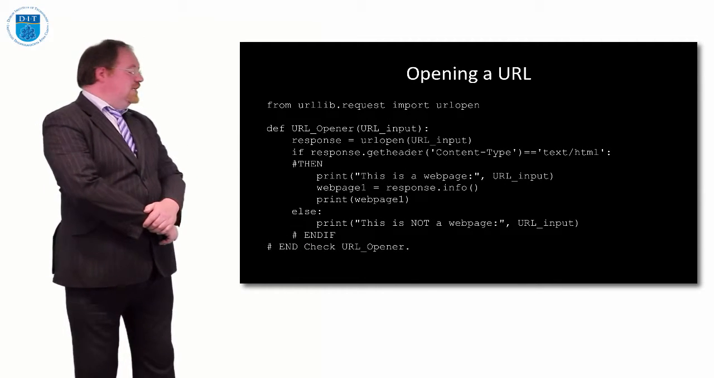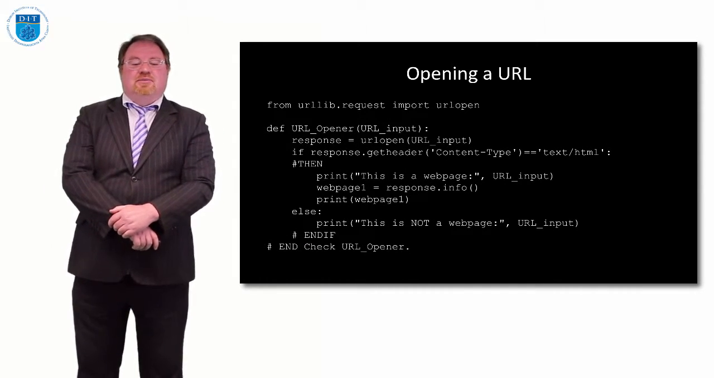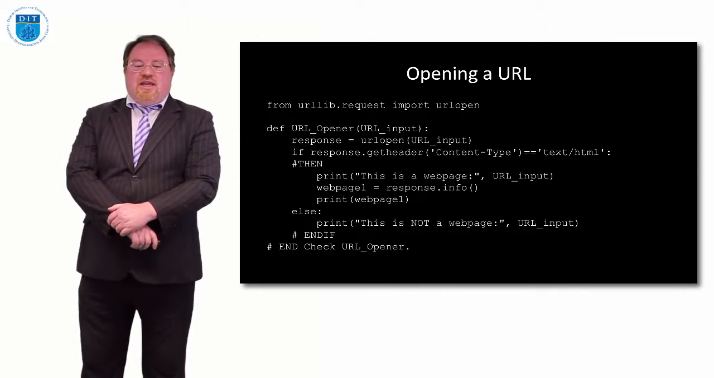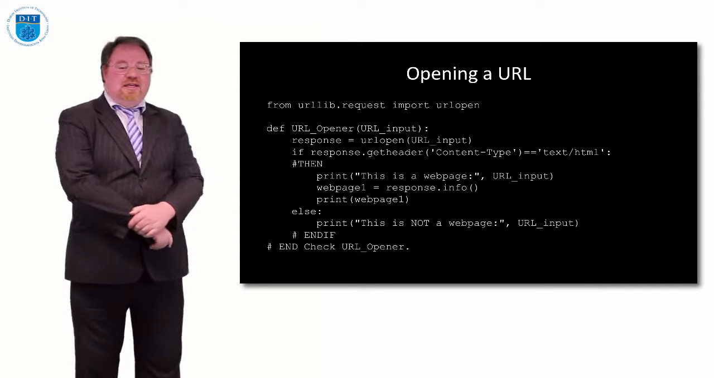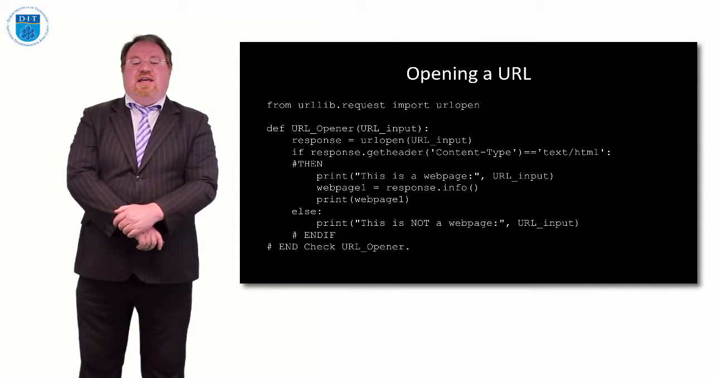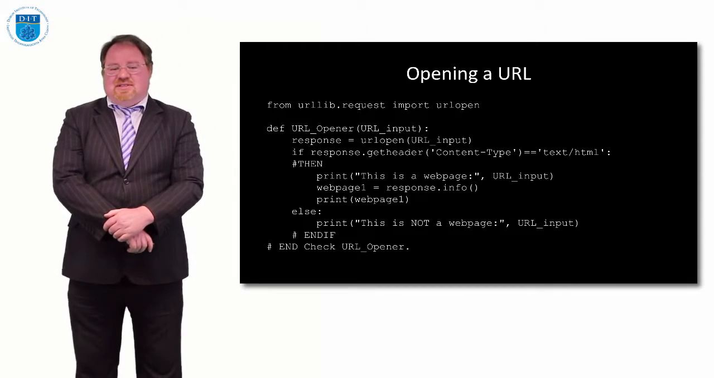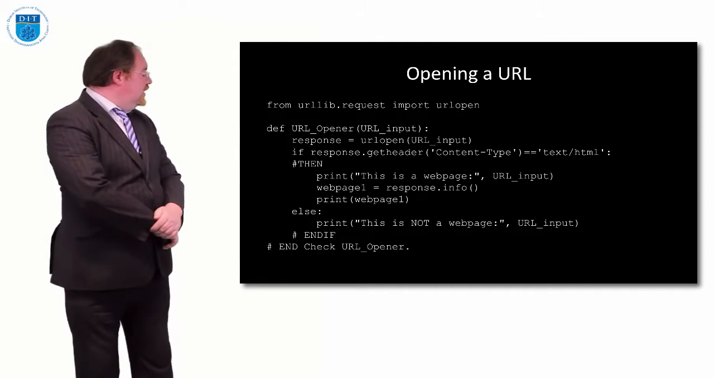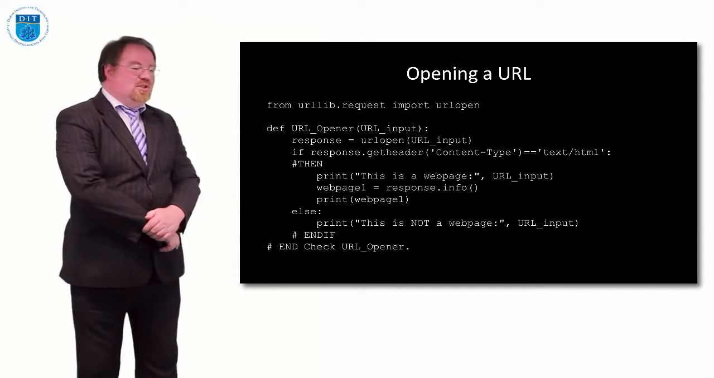First thing we do, as we said, is from urllib.request, we import urlopen. Then we create our method called URL opener. We create a response by opening the URL, and then if the response header has content type of text/html, then we print this as a web page, and we can print out the whole header that we saw previously. Otherwise, we'll just say this link is not a web page. So it could be a PDF or it could be an image or something like that.